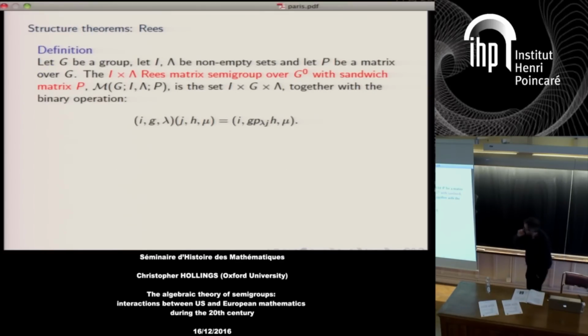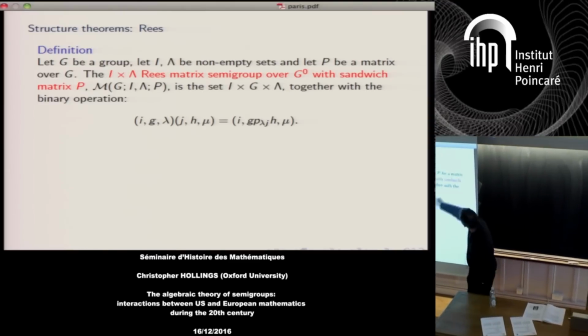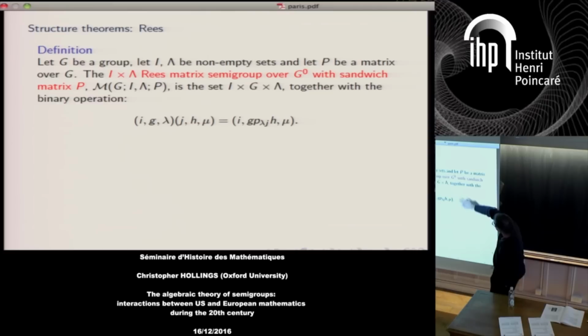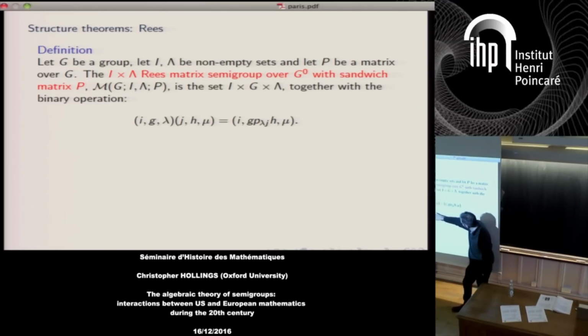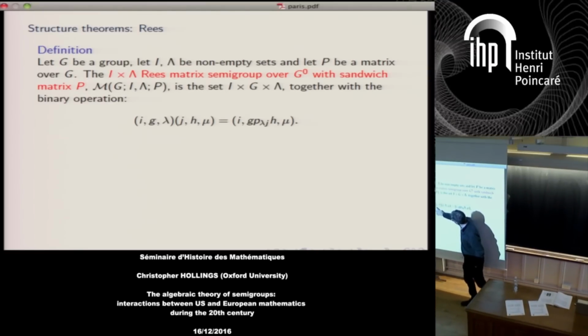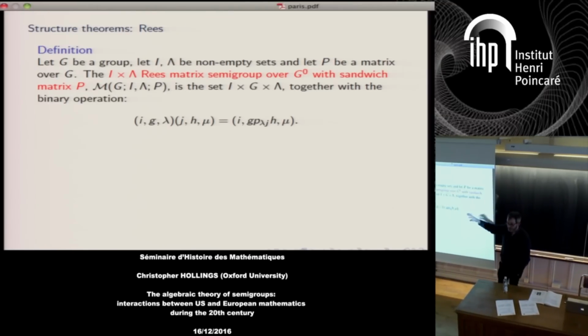He then defines this thing, which we now term a Rees matrix semigroup, which is essentially a product of a group with two sets, with multiplication that works like this, with reference to a matrix, which is indexed by these two sets. And if you squint a little, you can see that actually these triples consist of two elements from the set with a group element in the middle. And so really this is just a union of groups. So it's a similar idea to Šuškevič.